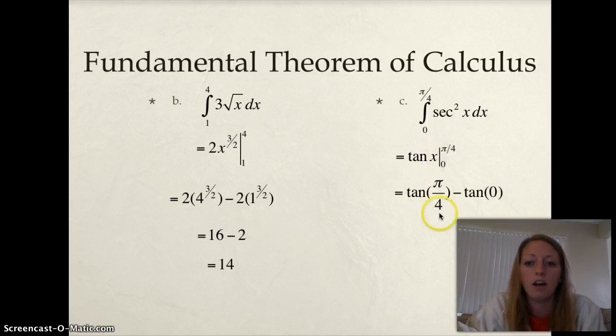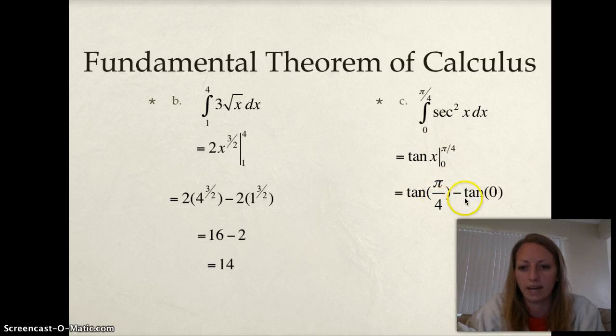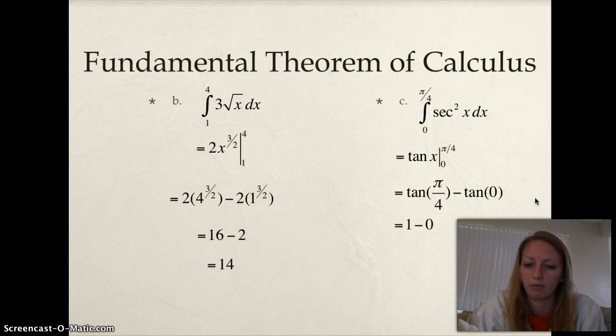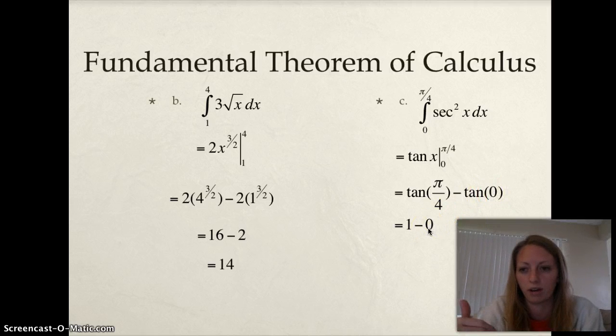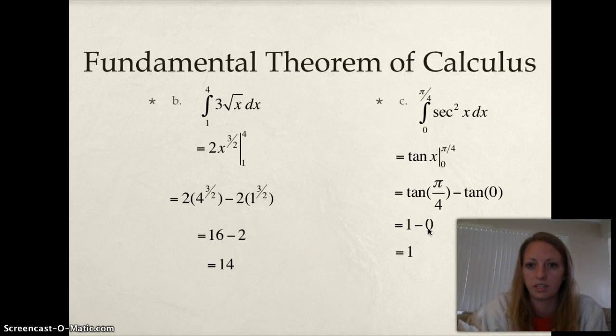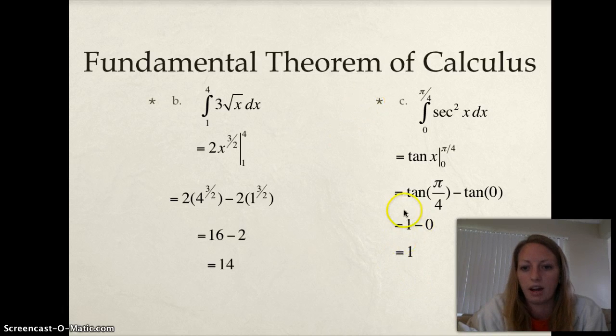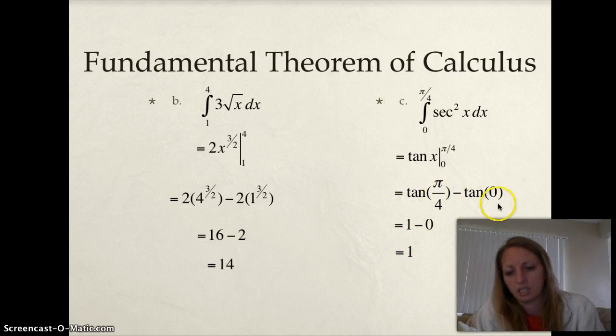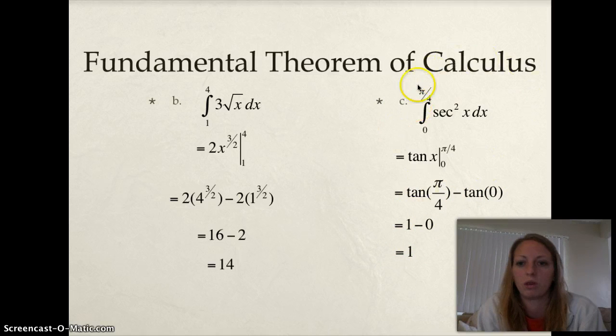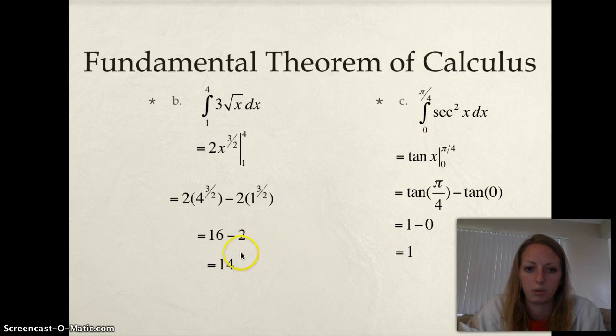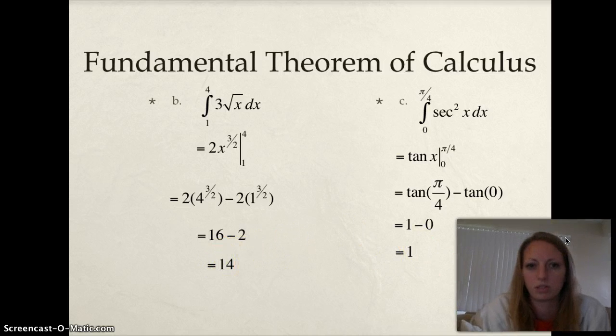So we get tangent of pi over 4 minus tangent of 0. At pi over 4, tangent is 1. At 0, it is 0, because remember it's y over x, and at 0, y is 0 and x is 1. 0 over 1 is 0. So tangent of pi over 4 minus tangent of 0 is just 1. So the antiderivative of secant squared from 0 to pi over 4 is 1. So again, we are finding values.